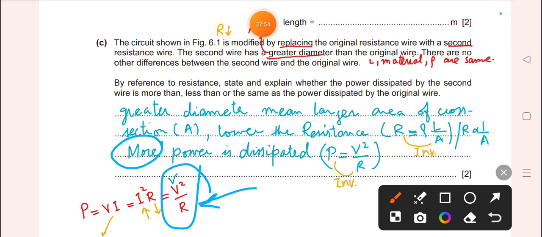So what is the answer? The resistance is decreased due to the larger area. There is an inverse relation between the resistance and the power. So the power will be increased.